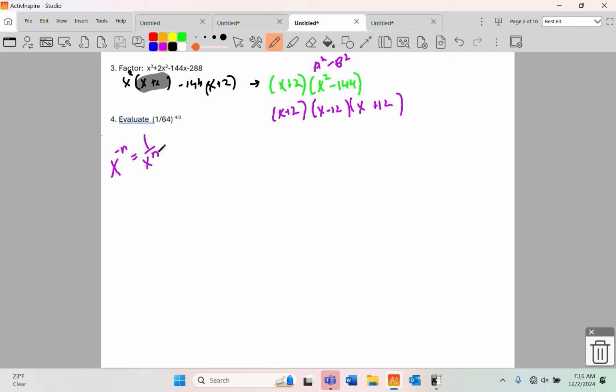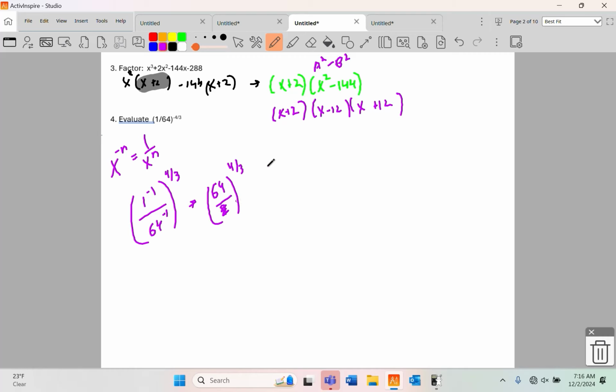And this works kind of funny. What we're saying here is we have a 1 over 64 to the negative 1, with an exponent of 4/3. So think about it like that. This just flips the fraction, because negative 1 times 4/3, by the way, is negative 4/3. Anywho, this makes this 64 over an understood 1 to the 4/3, and we don't need that 1.